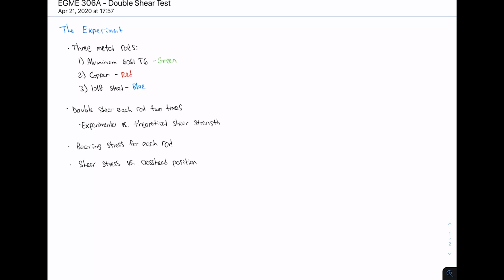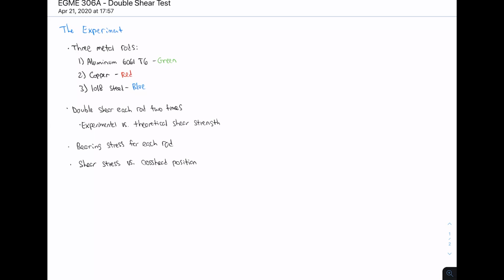Welcome to the last lecture of the semester. For this one, we're going to talk about the double shear test. In this experiment, we would take 3 rods: aluminum 6061-T6, copper, and 1018 steel. I have green, red, and blue, where each rod is color-coded for that respective color, so in the lab, you can know which one was which.